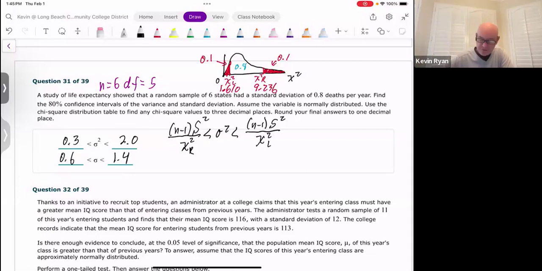Any questions with that one? I know these are always a little much when you have to actually do the formulas themselves. All right, let's keep going.